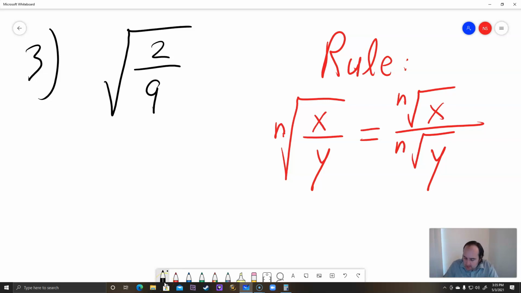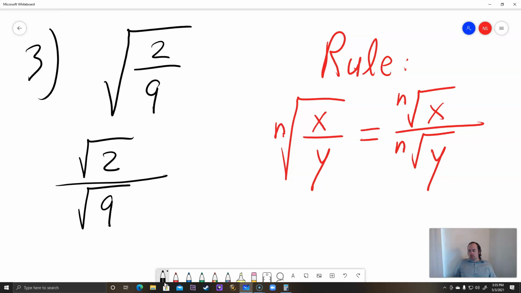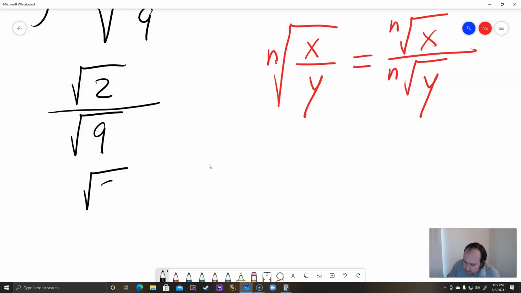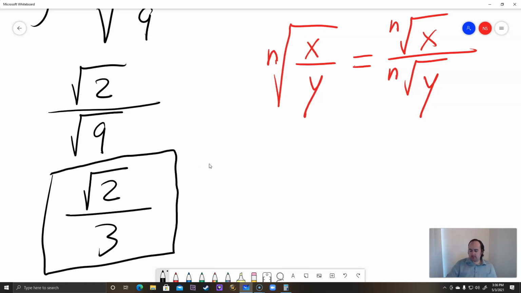So here we would have root 2 over root 9, just distributing the square root to the top and the bottom. And then we can't simplify root 2 because you can't take the square root of 2. But I think everyone knows that 3 times 3 is 9. So the square root of 9 in the denominator is going to be 3. So we actually get root 2 over 3. And that's our answer, root 2 over 3. It's a pretty easy problem. In fact, most of these are easy as long as you know the tricks, what you're supposed to do.